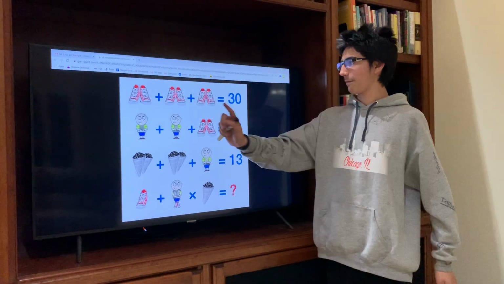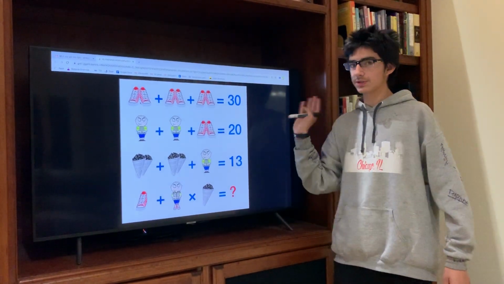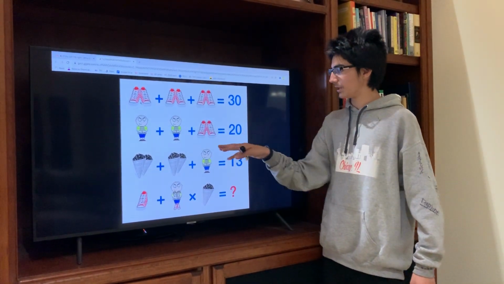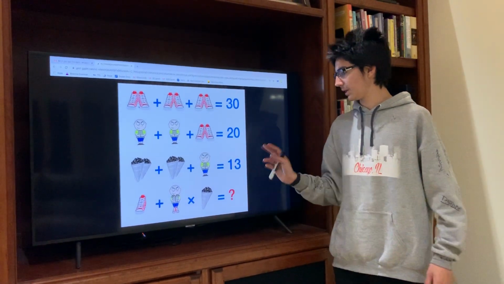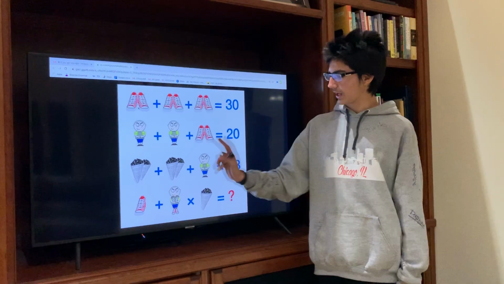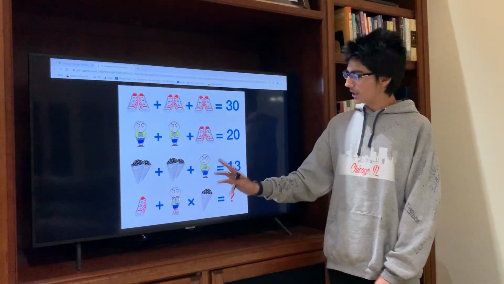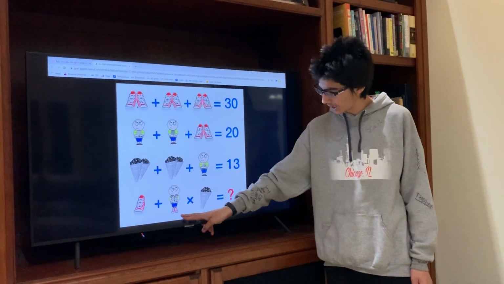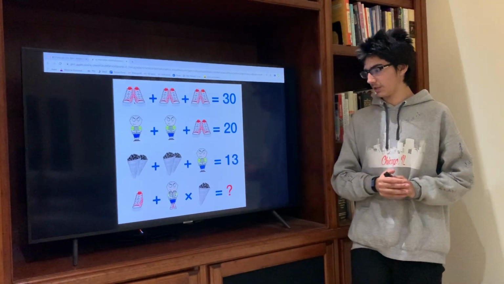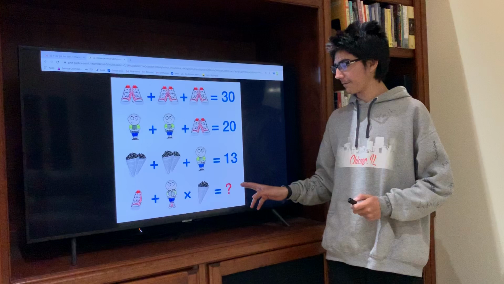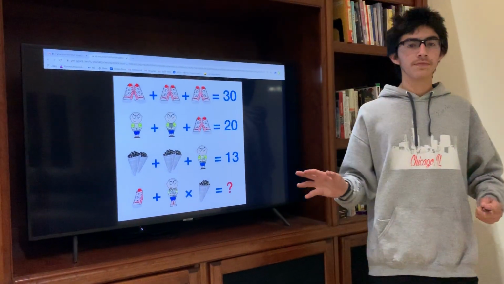So here we have 3 pairs of shoes equals 30. We got 2 bullies and a pair of shoes for 20, 2 coals and a bully for 13, and then you got a single shoe. Then you have the bully holding coals and wearing shoes, and a single thing of coal. And we have to find out what that equals.